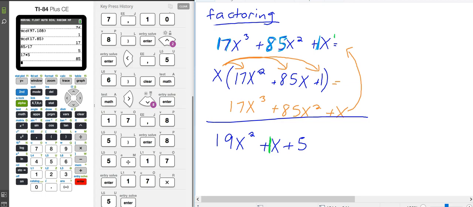Can we pull out a variable? We have an x in the first term, we have an x in the second term, but the 5 has no x, it's just a constant. So we can't pull out an x. So there's no way for us to simplify this using GCF. There might be a way to simplify it using a different method, but there's no way for us to factor this using a GCF.